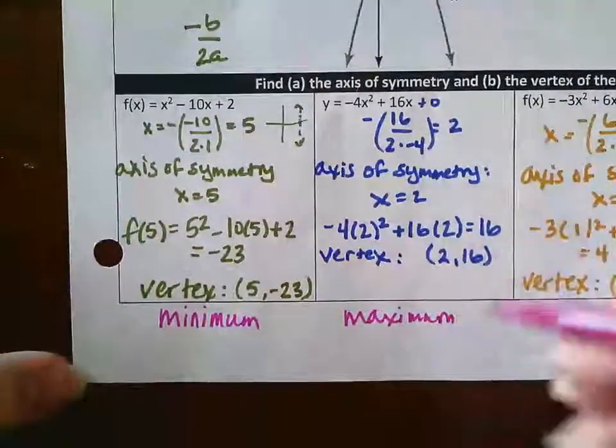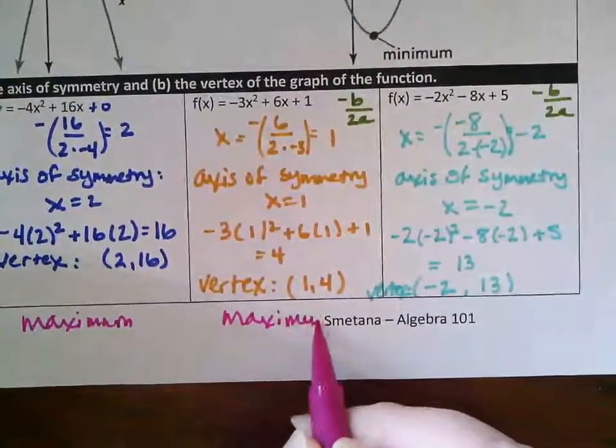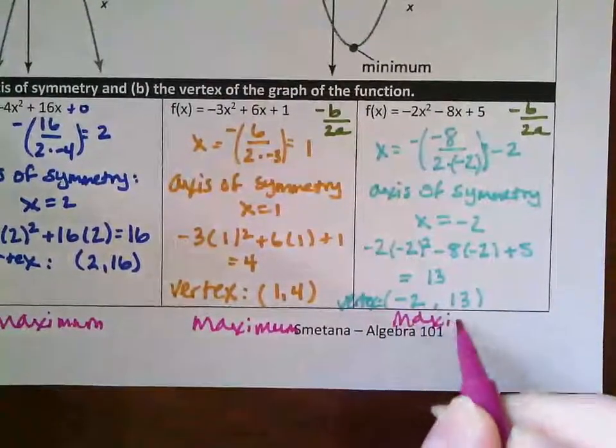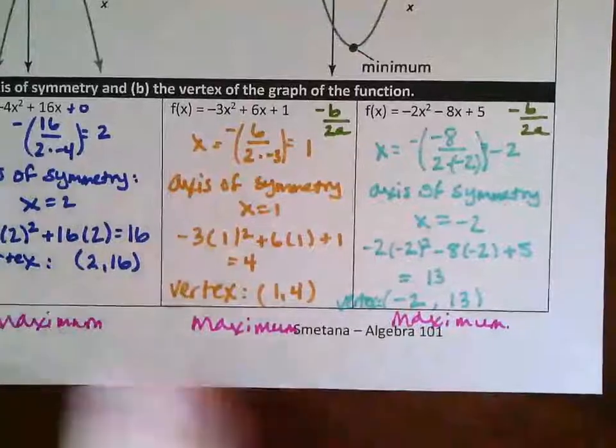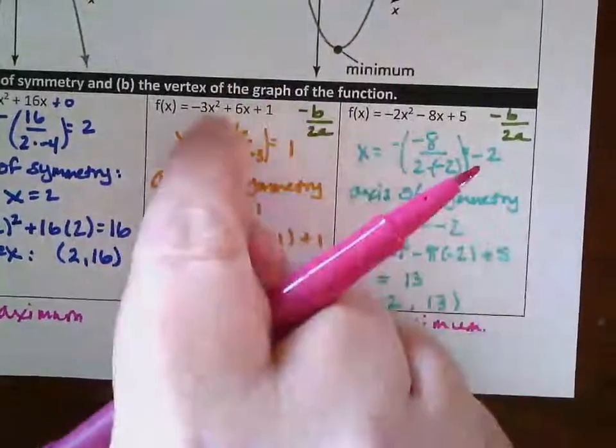Okay, that means the graph is going down. And this is negative, maximum, and negative, maximum. Okay, we're going to do more of those on the back side. I just wanted to throw that in there so you could see how you're going to know it's a max or a min. All right, let's do some graphing.